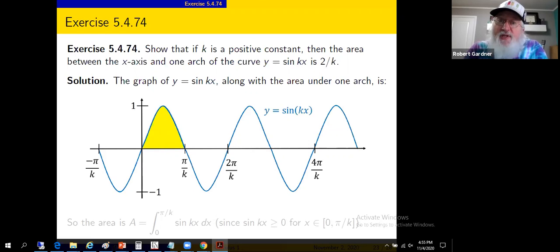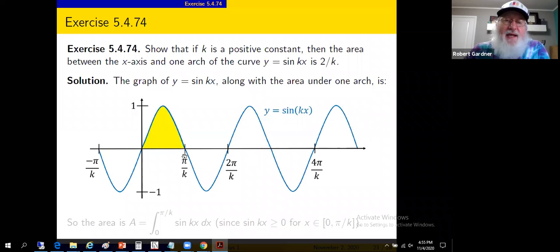Here's my rendition of a sine function, y equals sine kx. I don't know what k is, so I don't know how the x-axis and the y-axis are calibrated. But the graph of the sine function looks like this, and we'll have an intercept at the origin when x is 0, since sine 0 is 0. When we reach pi over k, we'll have the sine of pi inside the function, which is 0 as well. So this is a thing of interest.